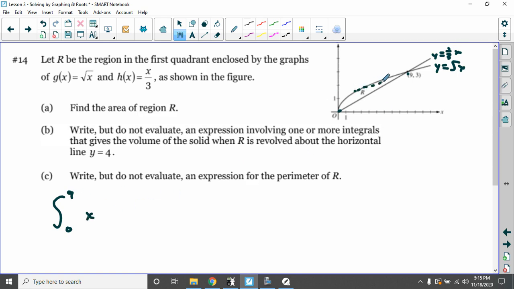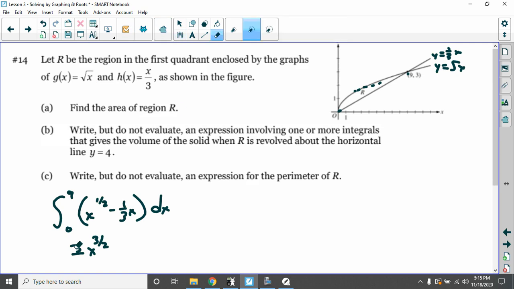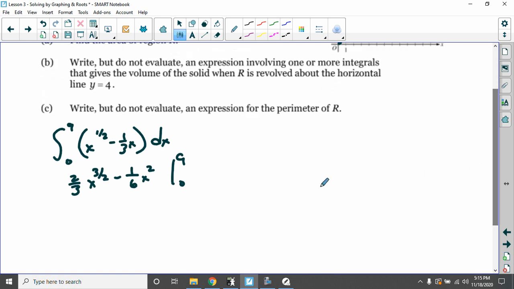Top function there is the root x. Integrate from 0 to 9. Plugging in 9, I've got square root 3, cubed is 27, divided by 3 is 9, times 2 is 18, minus 81 over 6.